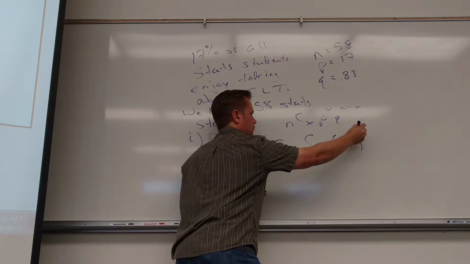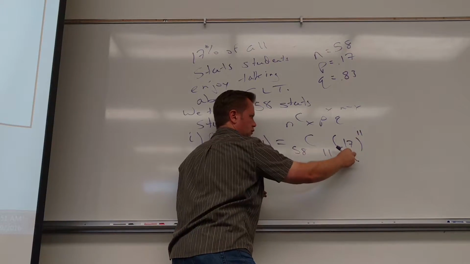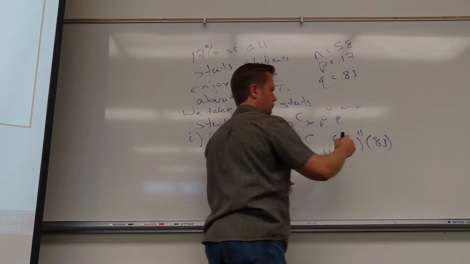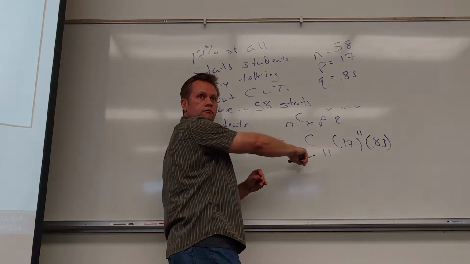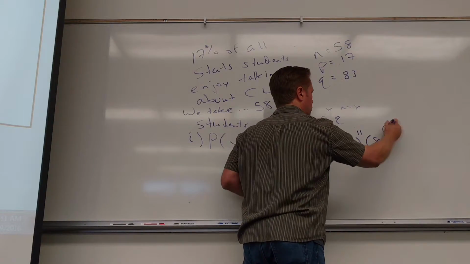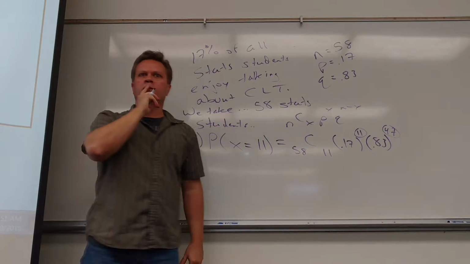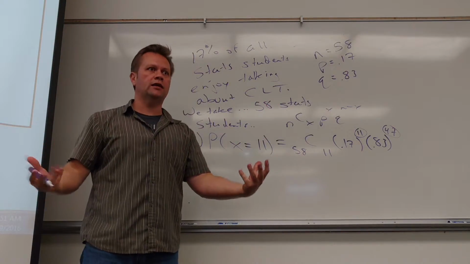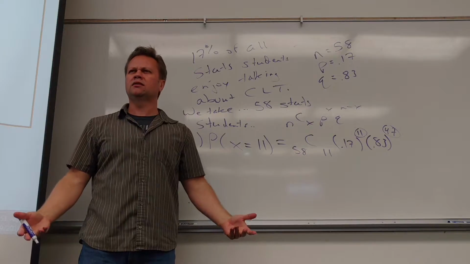0.17 to the 11. So I got 11 that do this. So how many do the other thing? 0.83 to the 47. Good, the rest of them. 47, because what do these two always have to do? Add to be the total number of people, because you've got to do one thing or the other, because they're opposites, right? You can't say, I don't do either one.